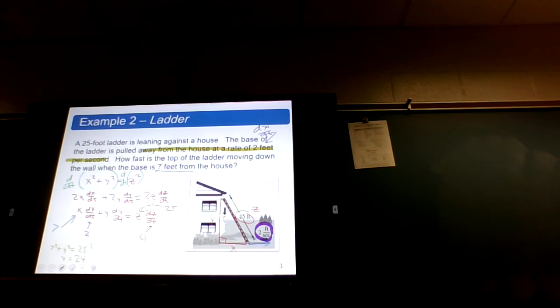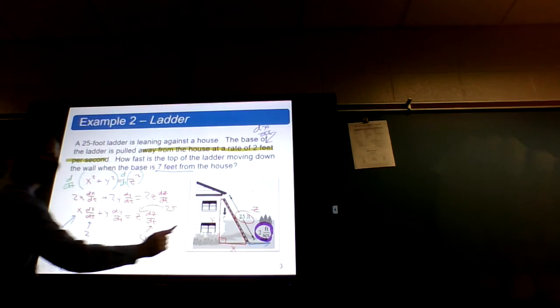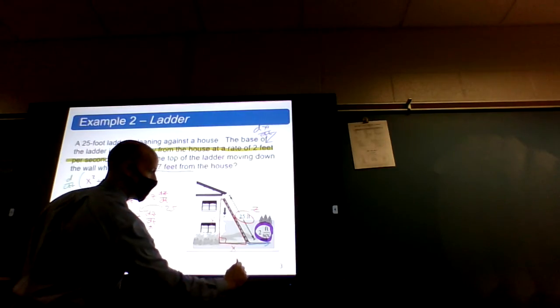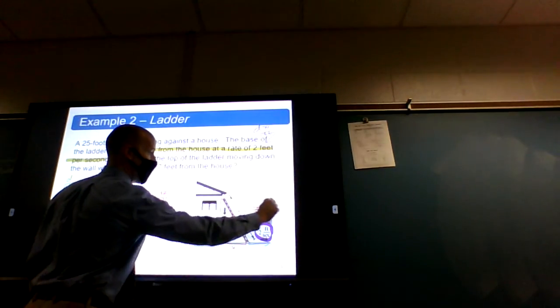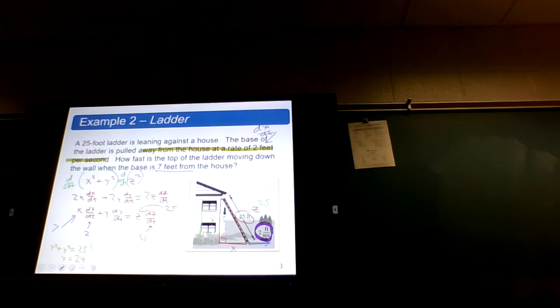What happened to the 2? Wouldn't that be multiplied by 7? I haven't done anything with that. All I'm doing right here is telling you if this is 7 and this is 25, what this length has to be. So I'm not actually doing the differential equation right now. That tells me I can plug 24 in there.